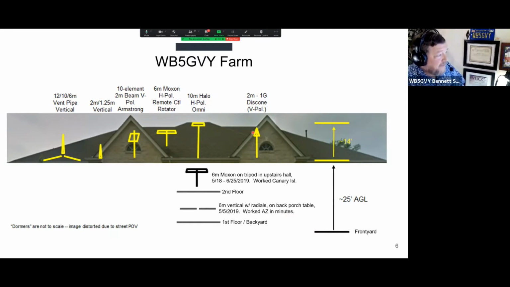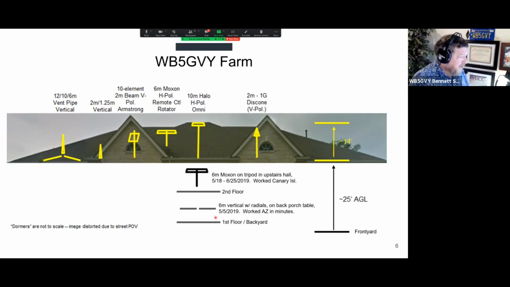I've got a discone over here. I've got a 10-meter halo at the very peak of the roof. I've got the 6-meter Moxon on a TV antenna rotator. I've got a 2-meter Armstrong rotated 10-element beam. I've got another vertical, and I've got an old vent pipe that I've converted into an HF antenna, which actually has done quite well.